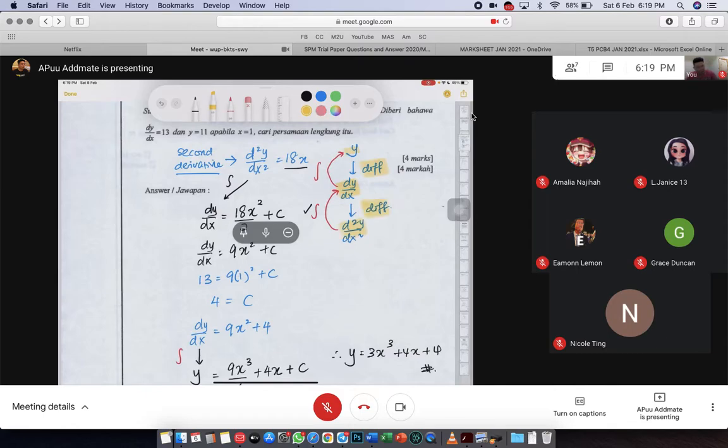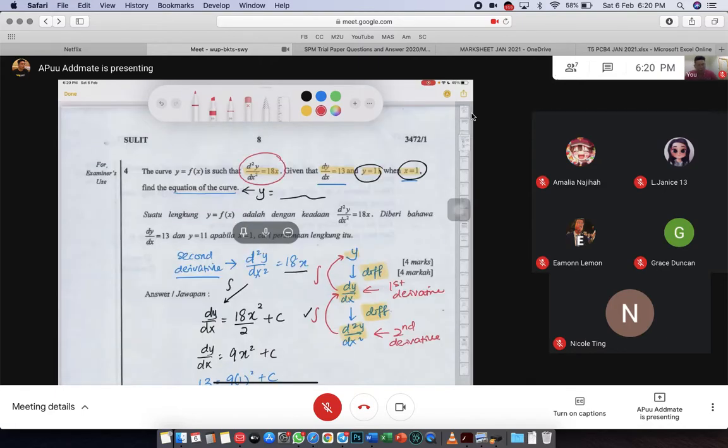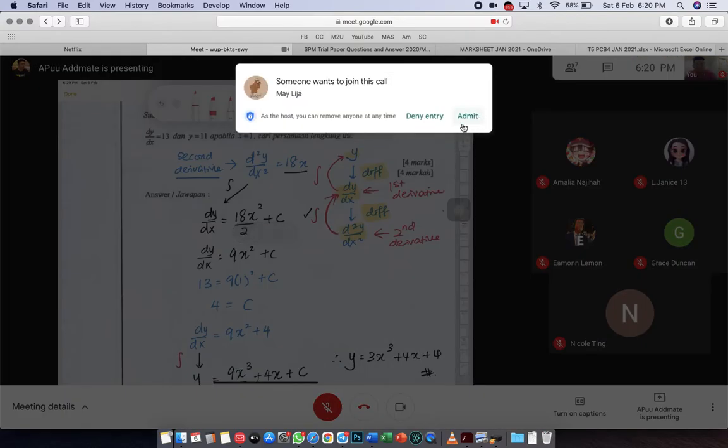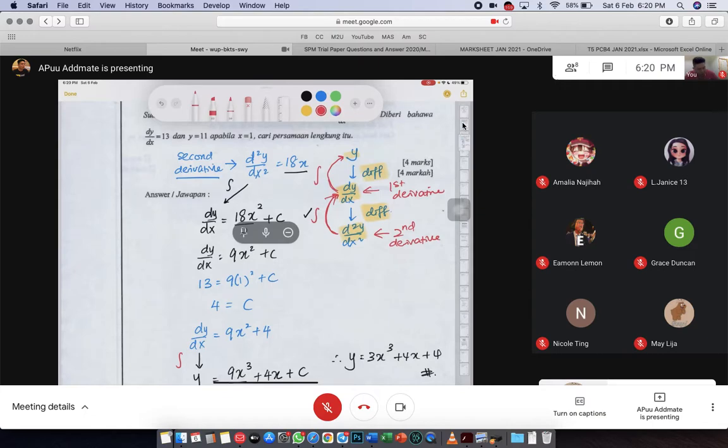So that's why d²y/dx² we call the second derivative. This is the second derivative, because you differentiate twice. This one is the first derivative. Okay, that is what it means. So after that, because the question gives you d²y/dx², it means you have to reverse the process. So when you reverse the process, now you have to integrate. So that's why this part here is integration. Then go back again, integration also. So this one is also integration.